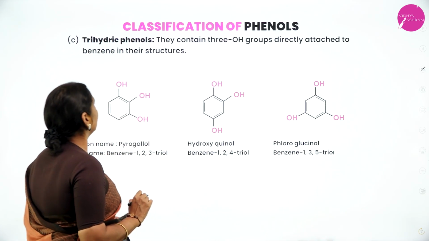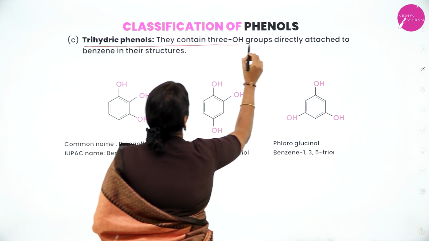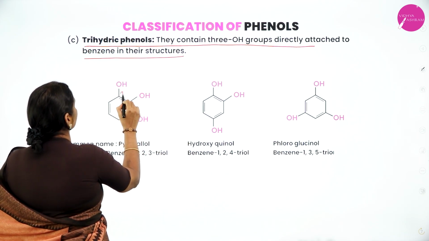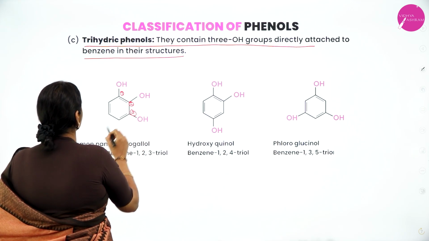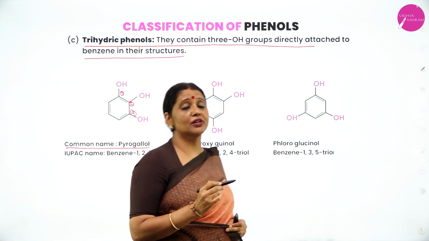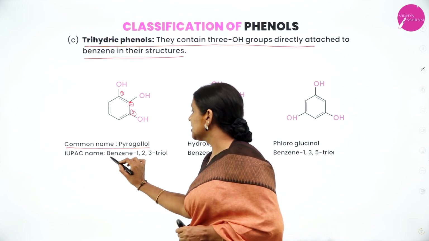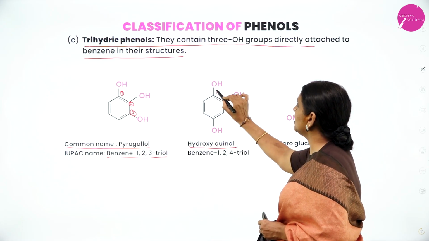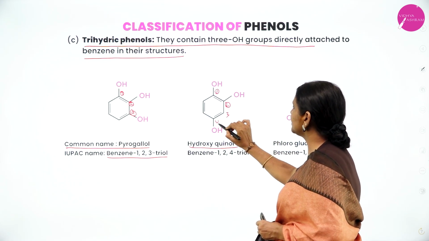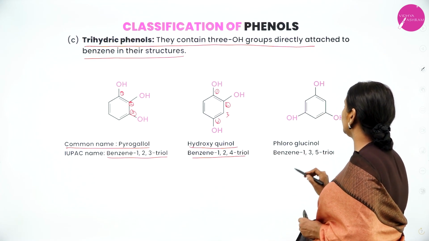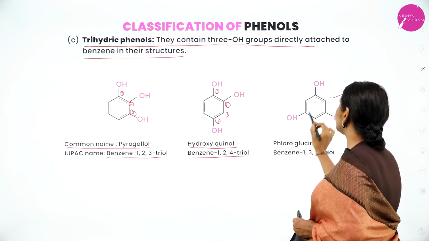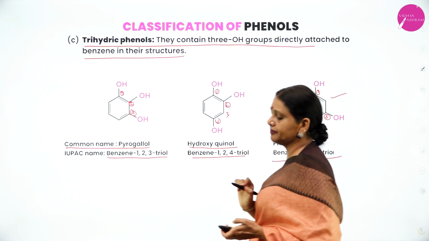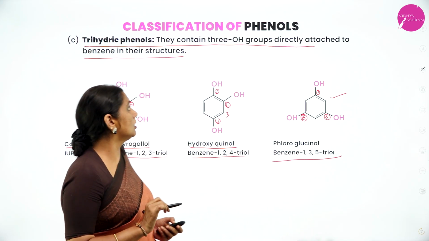Next, trihydric phenols. They contain three OH groups which are directly attached to the benzene ring. Here, the OH groups are present in first, second and third positions. Common name is pyrogallol. IUPAC name is benzene 1,2,3 triol. Next, its common name is hydroxyquinol. IUPAC name is benzene 1,2,4 triol. It is phloroglucinol. The IUPAC name is benzene 1,3,5 triol. Okay.